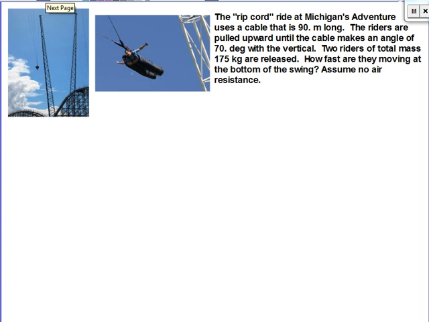Ripcord ride at Michigan's Adventure. It's pretty fun if you've never tried it. It's fun, but also a little bit scary. The cable is 90 meters long.